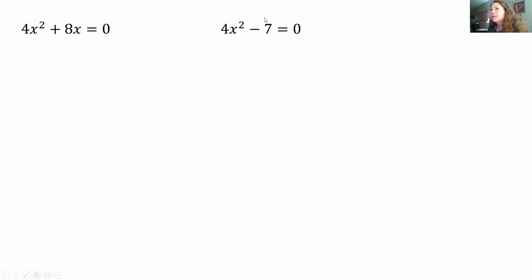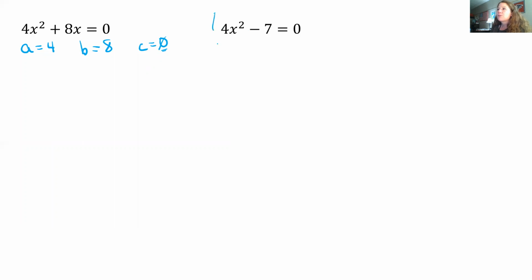Now, these are a little bit different than the rest of them because whatever's being multiplied by x squared is our A. Whatever's being multiplied by x to the first power is our B. And do you notice what's missing? We don't have a C, or in other words, C is equal to 0. So we can still use the quadratic formula. You just need to realize that when you plug in for C, you have to plug in 0.